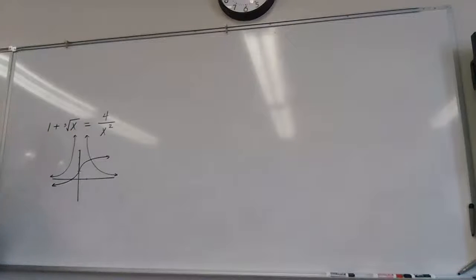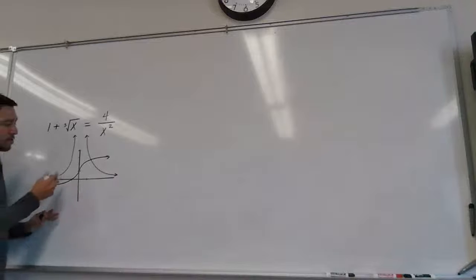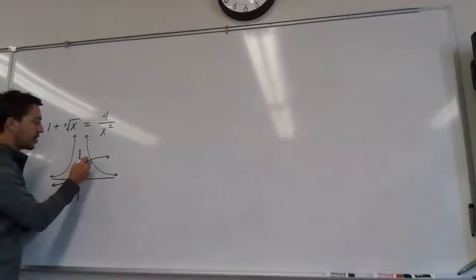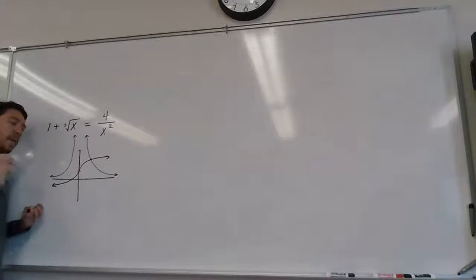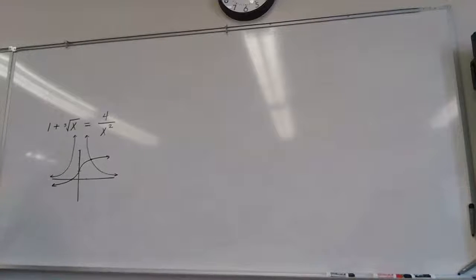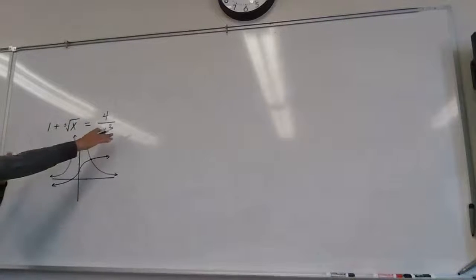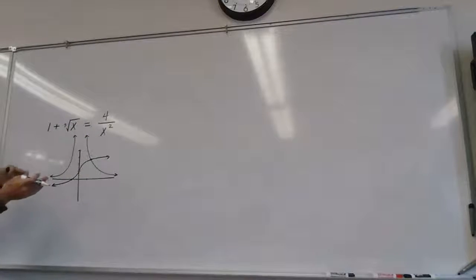This gives us a really nice, not proof, but it's very good evidence that, like Aaron said, the answer is somewhere between 1 and 2. Because the graph seems to suggest that. Also, if you plug in 1, you get 2 equals 4, so the right side's too big. Then if you plug in 2, you get 1 plus cube root of 2, and then you get 1 on the right side, so now the left side's too big.